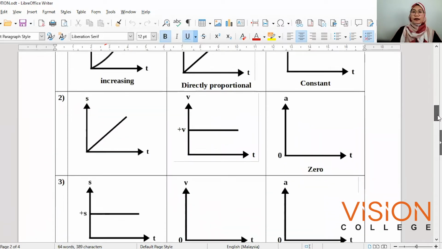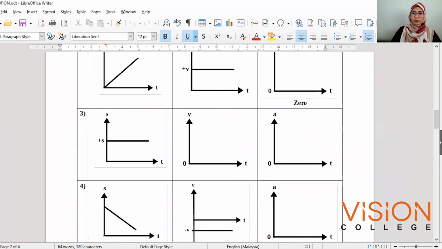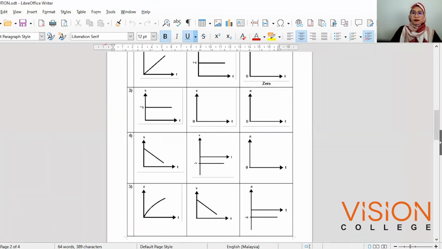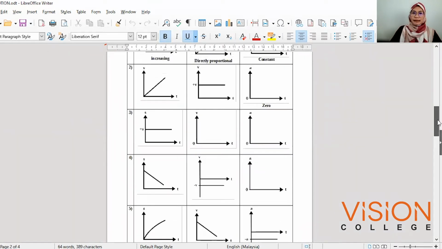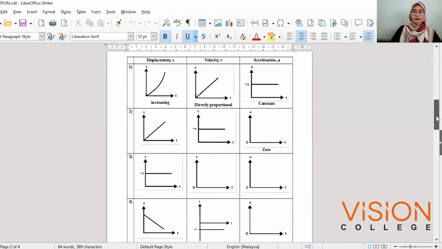I have 5 rows of it here. Let me zoom out a bit. Okay, so basically what this graph is, you just need to know. If you remember this graph, it will be easy for you to tackle this chapter, to analyze the graph especially.